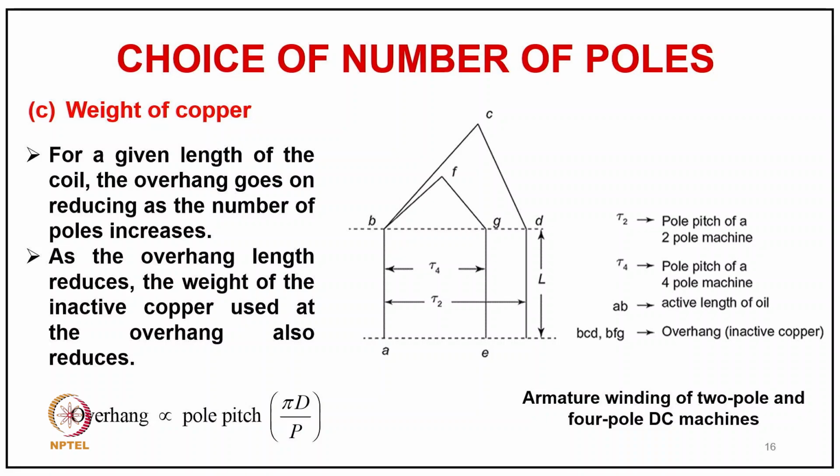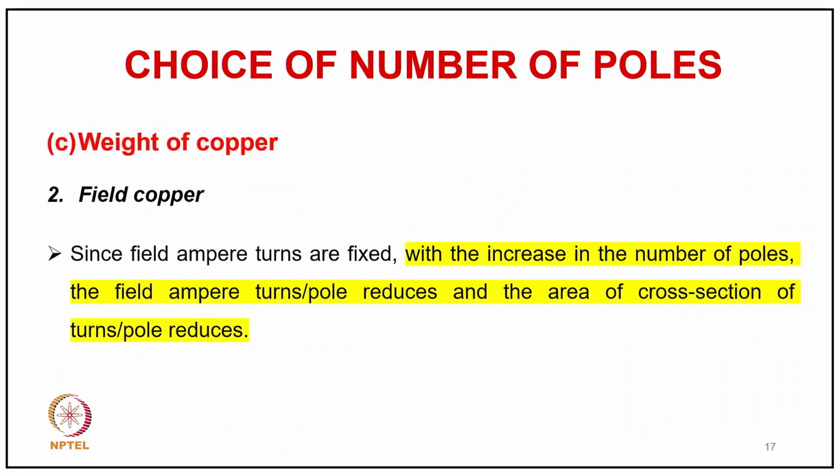As the overhang length reduces, the weight of the inactive copper portion used at the overhang also reduces. So overhang is proportional to the pole pitch, in brackets pi D upon P. And for the armature winding of 2 poles, you can see this clearly here.